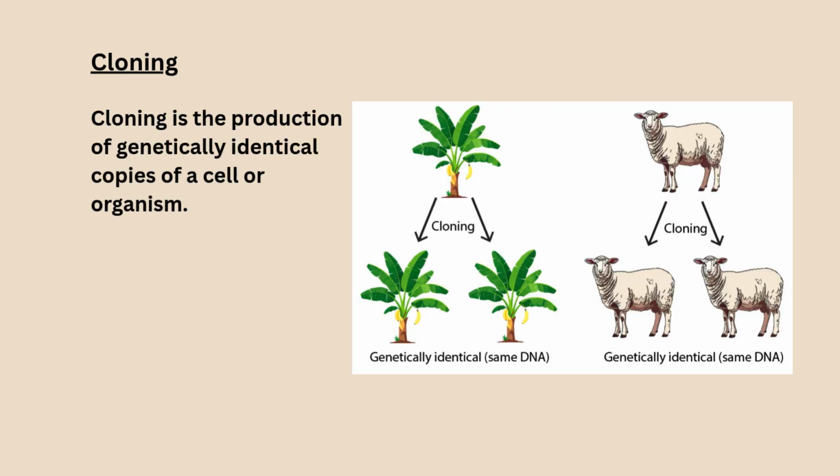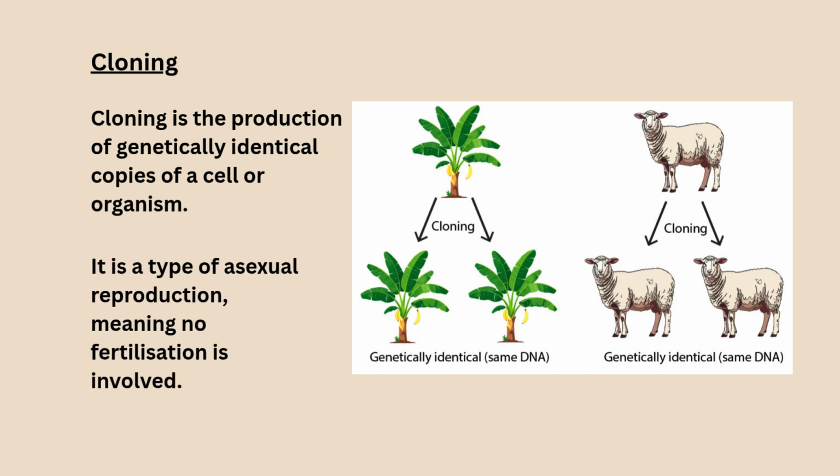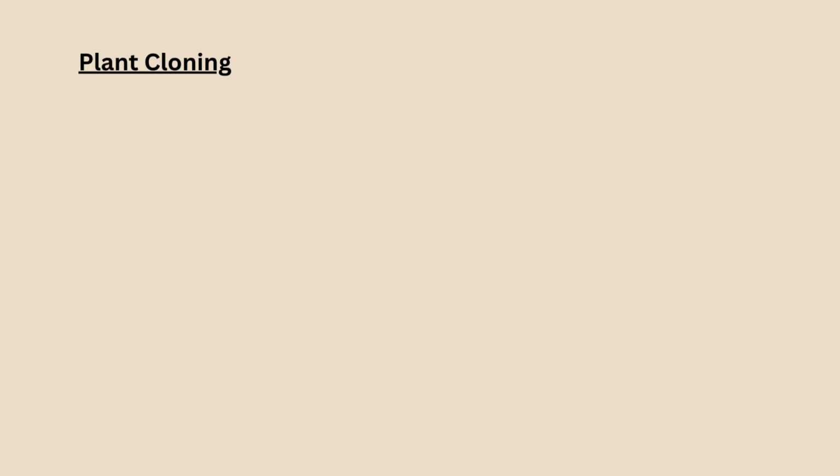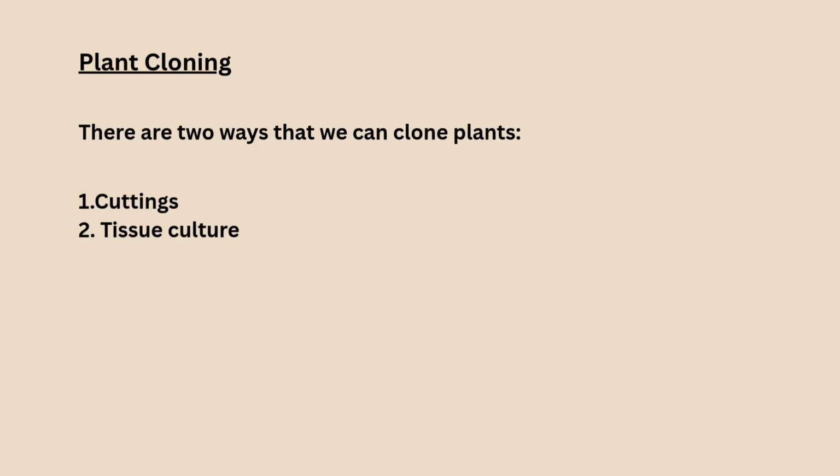Cloning is the production of genetically identical copies of a cell or organism. It is a type of asexual reproduction, meaning no fertilization is involved. Plant cloning. There are two ways that we can clone plants, through cuttings or through tissue culture.